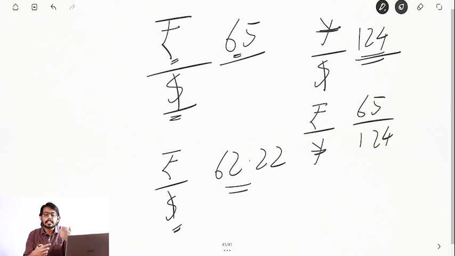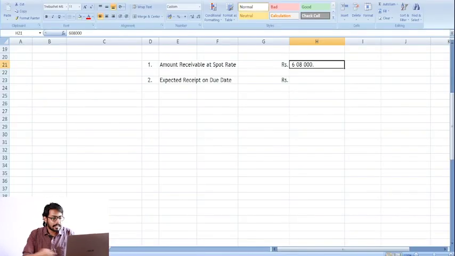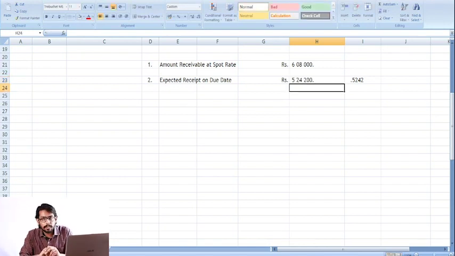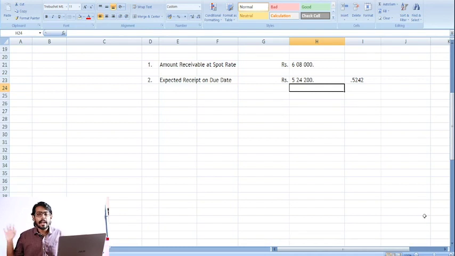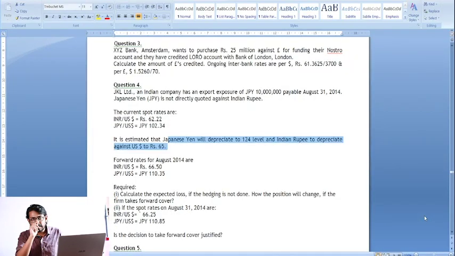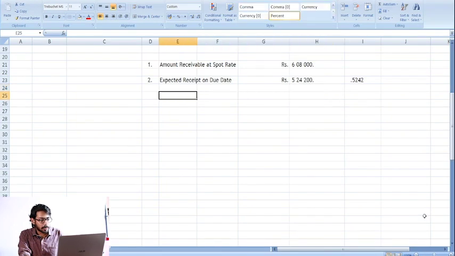Okay, you don't have to compute bid rate and ask rate for every computation. Got it? So the rate is 65 divided by 124. The rate is 0.5242. 10 lakh into 0.5242 is 5,24,200. So 5,24,200 is the expected receipt. If no hedging is done, you let the market flow as it is, then on August 31st, you can expect a receipt of 5,24,200.